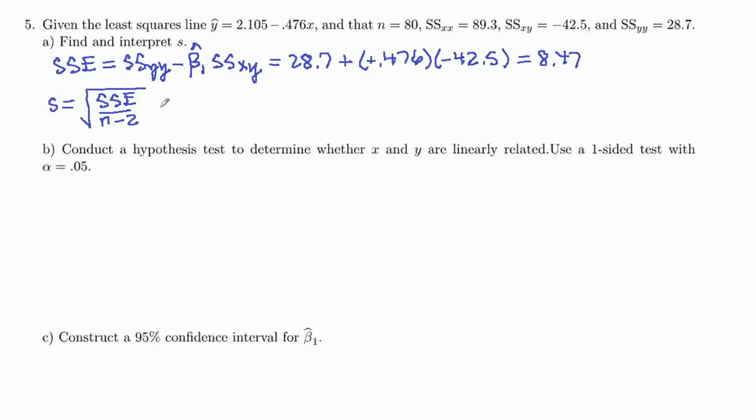So that goes in here. So this will now be the square root of 8.47 divided by n minus 2. N was 80, so that'll be 80 minus 2. And if you enter that into the calculator, you get 0.330.